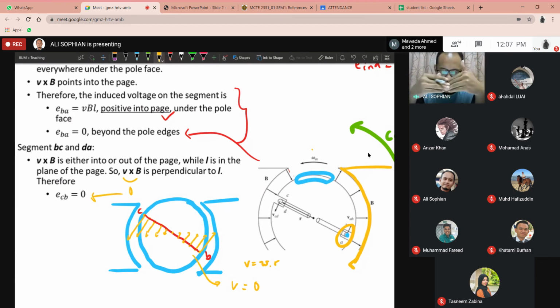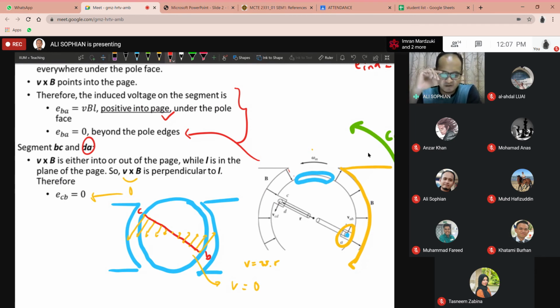So that's for segment BC, which is the segment at the back of the rotor. For the segment in the front of the rotor, you'll get the same answer, for the same explanation. Therefore, for segment DA, which is the segment at the front side of the rotor, you'll get zero induced voltage as well. Okay, so three segments are done: AB, BC, and DA. The one on the right, at the back, and in the front.